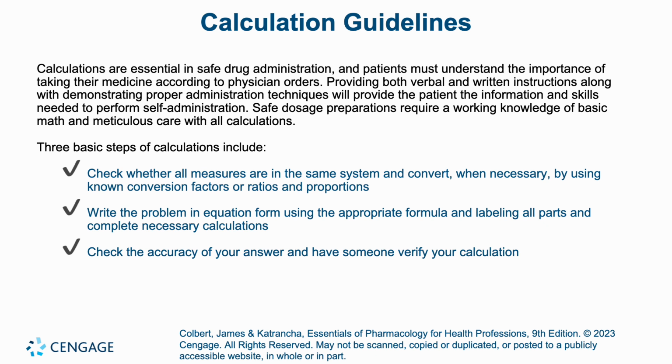The 3 basic steps of calculations include: 1, checking whether all measurements are in the same system and converting when necessary by using known conversion factors or ratios and proportions. Again, that needs to all be done prior to reaching the consumer because they are not going to necessarily have that knowledge. 2, write the problem in equation form using the appropriate formula and labeling all parts and completing necessary calculations. And 3, checking the accuracy of your answer and having someone verify your calculation.